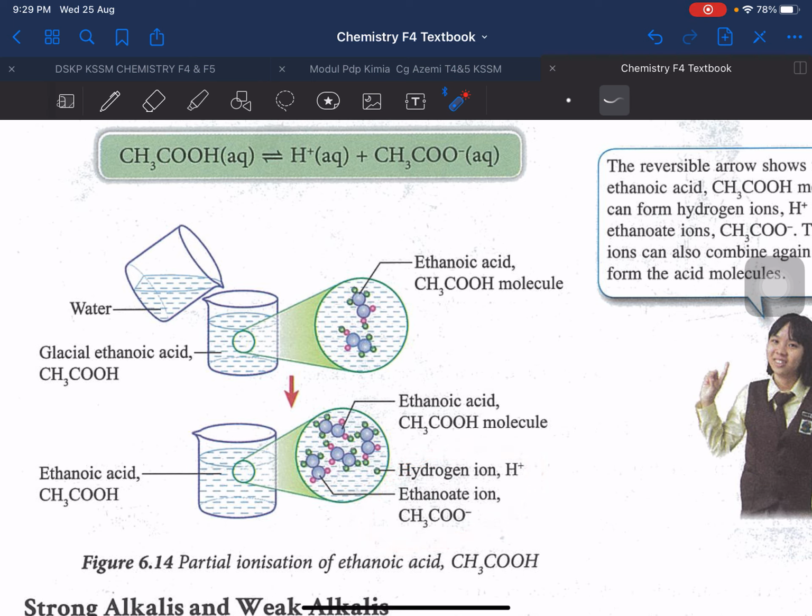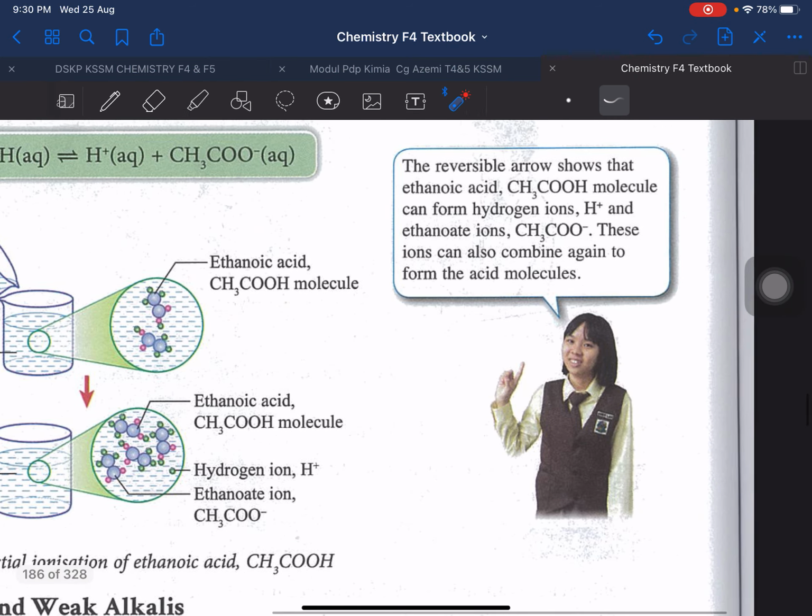The rest are going to still maintain as this one, ethanoic acid molecule. That is why it is considered as weak acid. Okay, look at this girl over here.